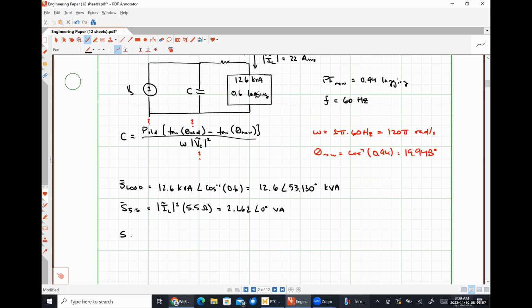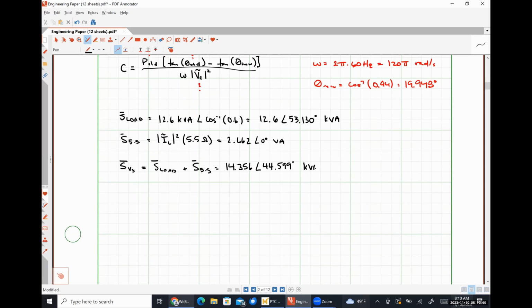And so the complex power supplied by my voltage source is just going to be S load plus S 5.5, which I get to be 14.356 with an angle of 44.599 degrees kilovolt amperes, or in rectangular form, 10.222 plus j10.08 kilovolt amperes.